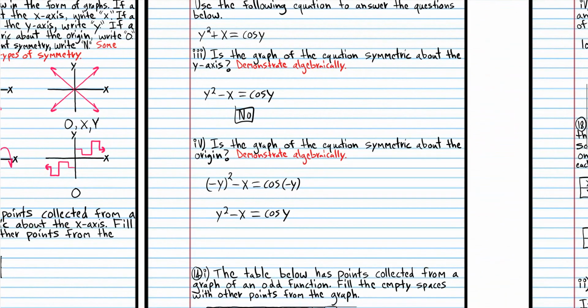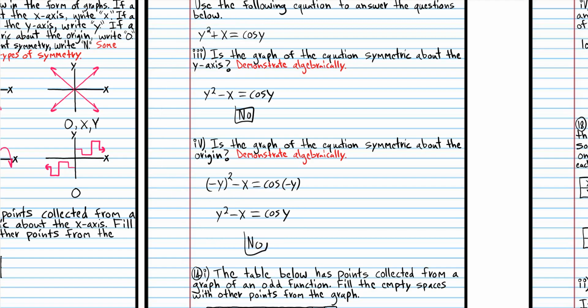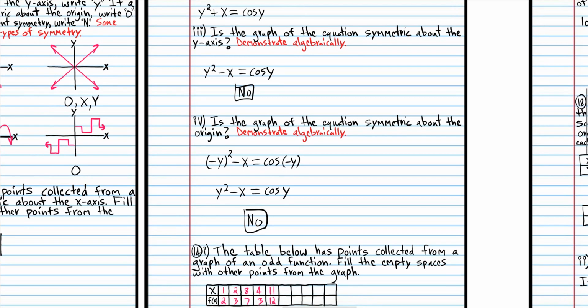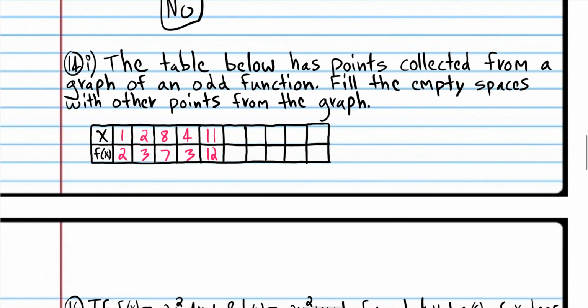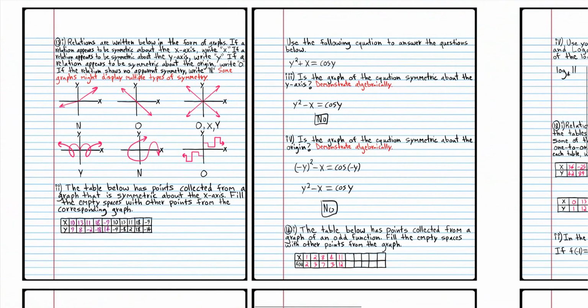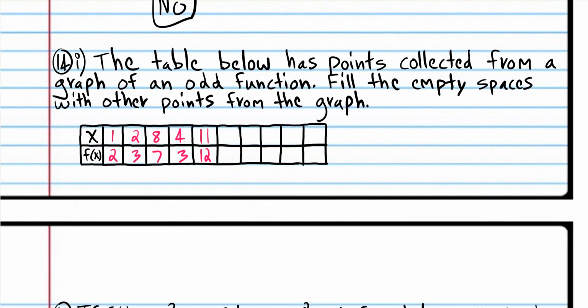Okay, so we simplified, and here's the question. Is this equation exactly the same as the original? And the answer is no. So the graph of the original equation, the graph of this equation here, is not symmetric about the origin. So if you got that right, excellent. Go ahead and try part 1 of 14, and when you come back, we'll do it together.